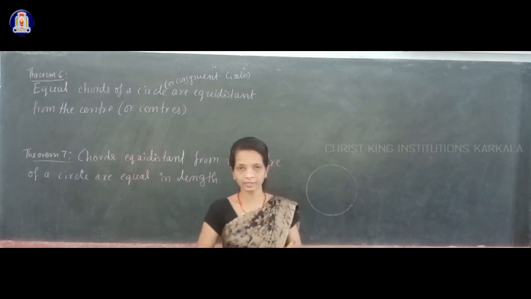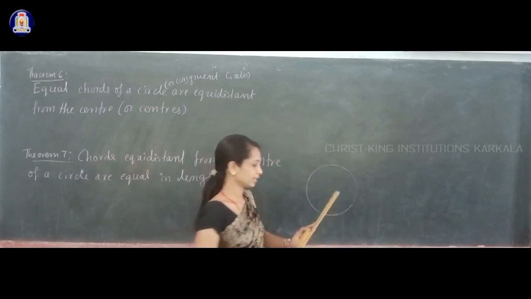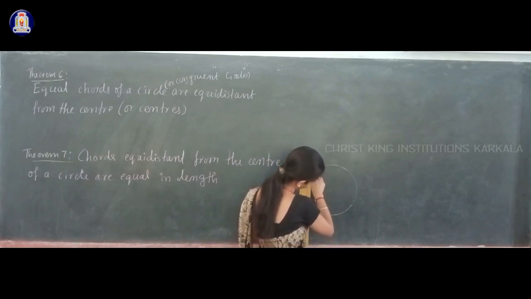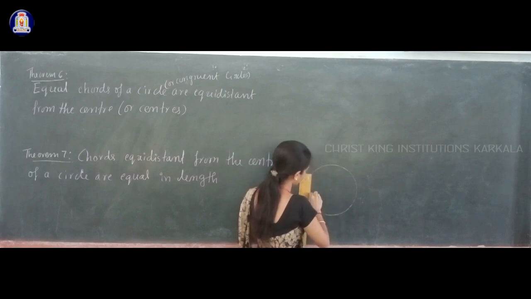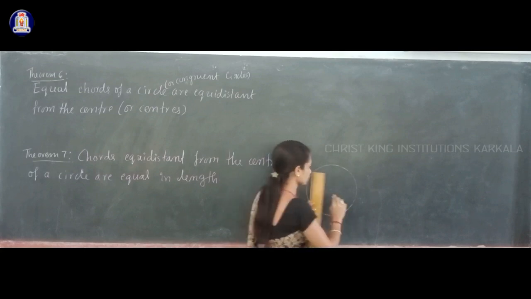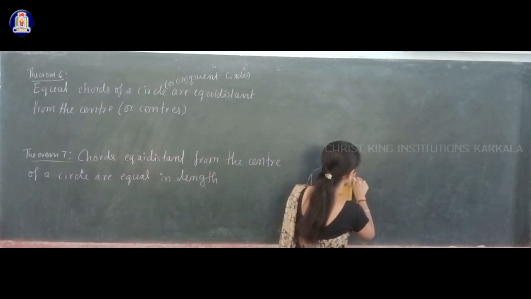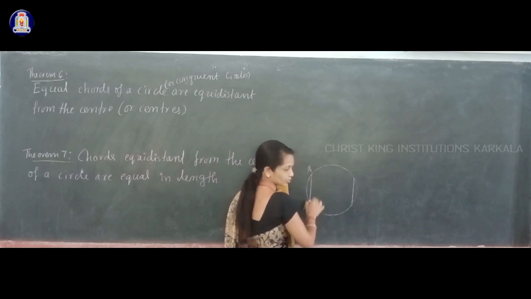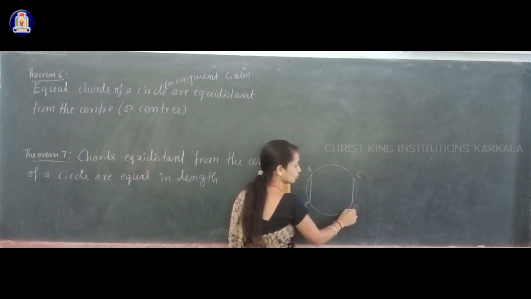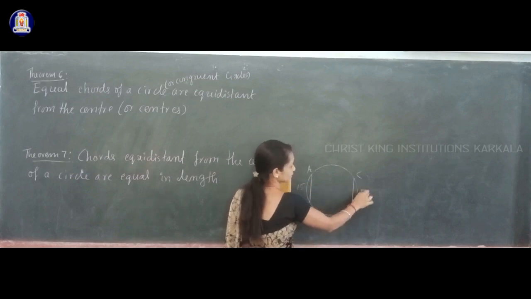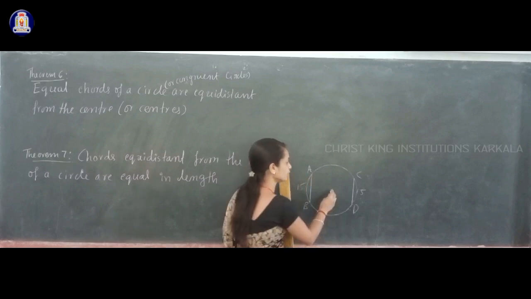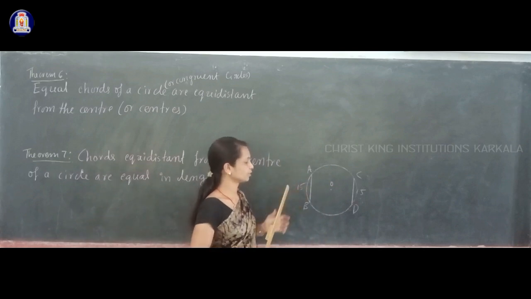Here I drew one circle, and I will take two equal chords of length 15 centimeter, for example. Here also I will take one more chord of the same length, AB measures the same as this chord CD. Suppose you take 15 centimeter chords, then they are equidistant from the center of the circle. How to get the distance of the chord from the center of the circle?